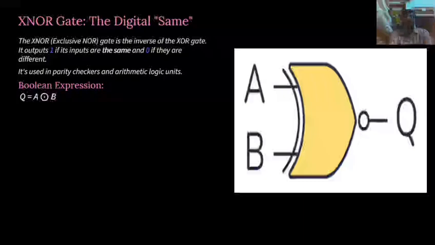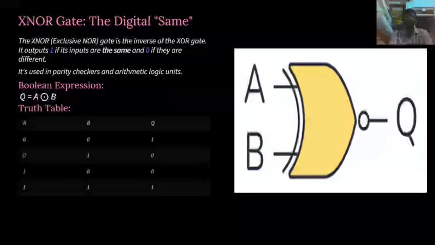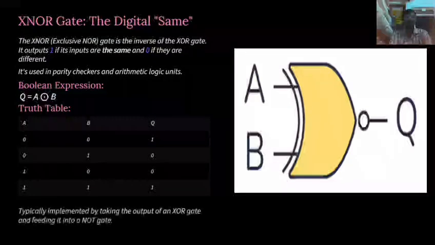This is the symbol for the XNOR gate. Truth table for the XNOR gate: 0 0 1, 0 1 0, 1 0 0, 1 1 1. Here you see when both inputs are the same, we get 1. When the inputs are different, we get 0.